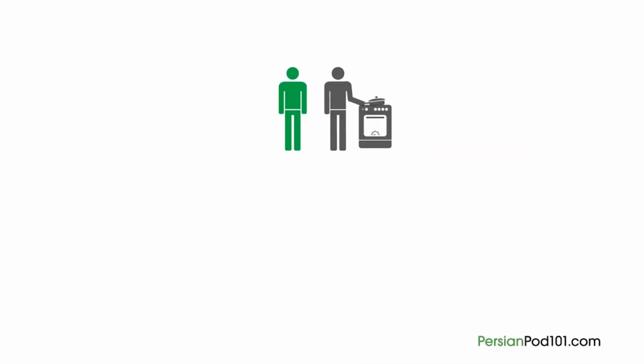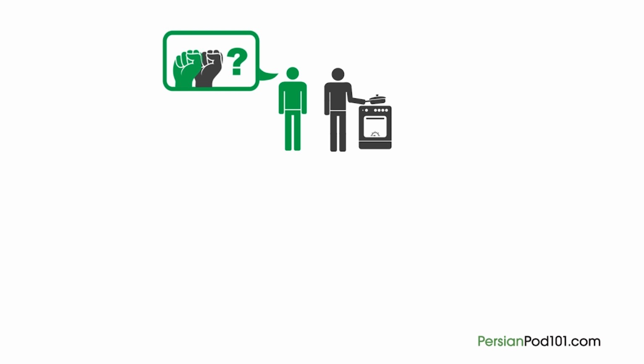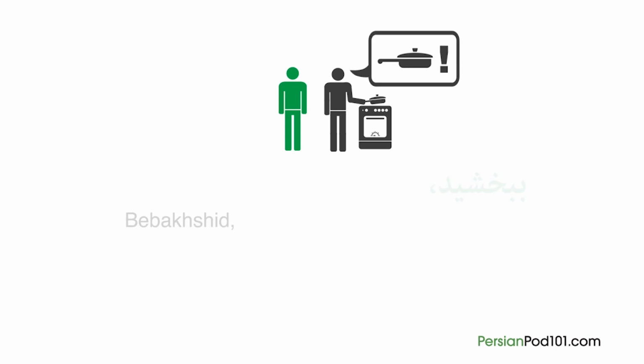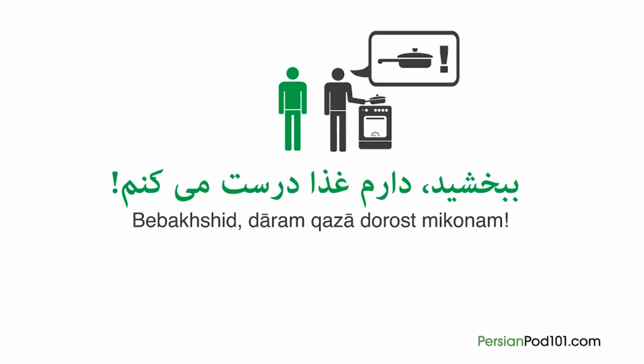Now, if someone asks you to come and give him a hand, but you are busy preparing a meal, you can say, ببخشید, دارم غذا درست میکنم, which means, sorry, I am preparing the meal. Here we are using the present indicative.